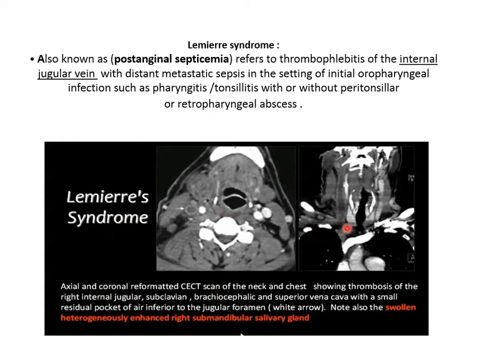Axial and coronal formatted contrast enhanced CT scan of the neck and upper chest shows thrombosis of the internal jugular, subclavian, brachiocephalic veins and superior vena cava, with a small residual pocket of air inferior to the jugular foramen. Also, there is swelling of the swollen, heterogeneously enhanced right submandibular salivary gland.